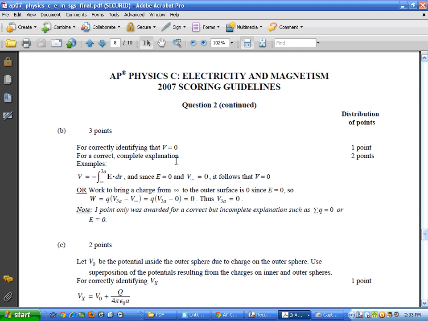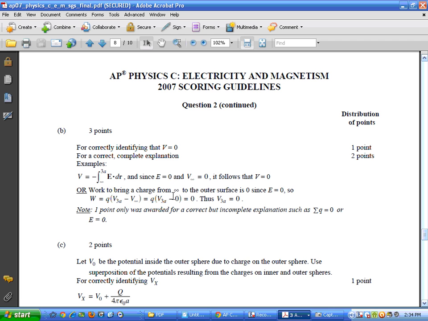For the voltage difference, this was worth 3 points. Identifying that the voltage was 0 was 1 point, and then they said justify your answer. So for the other 2 points, one way of saying it was that the voltage difference is this integral, and since the electric field is 0, and the voltage at infinity is 0, that means there's no change in voltage, and so the voltage is 0 at the surface. That's the way that we had said it.